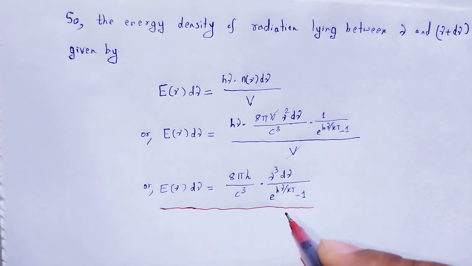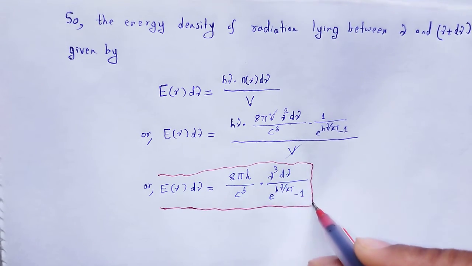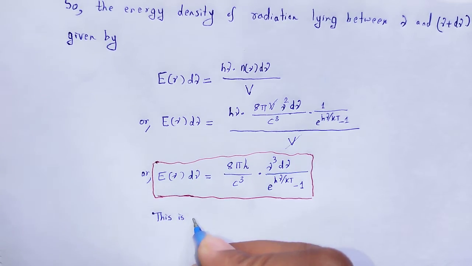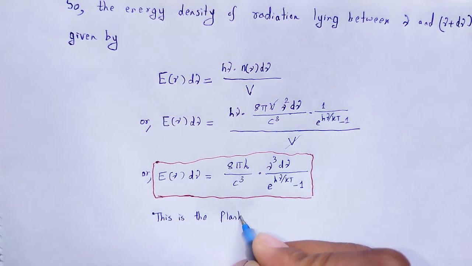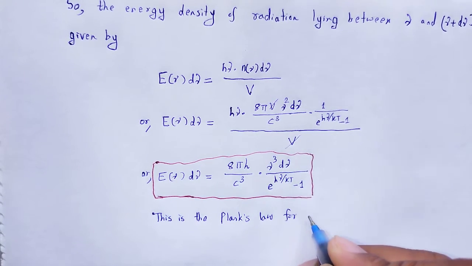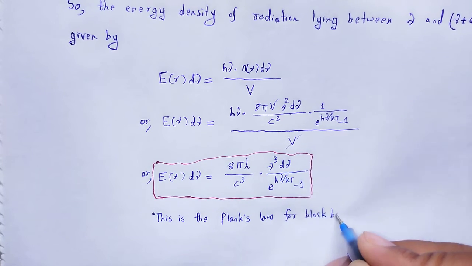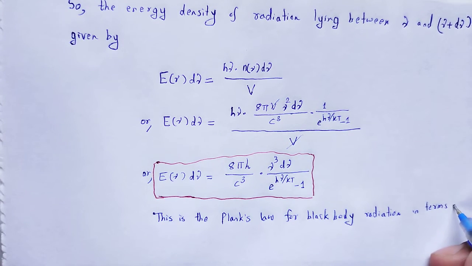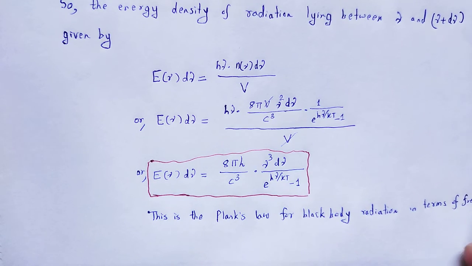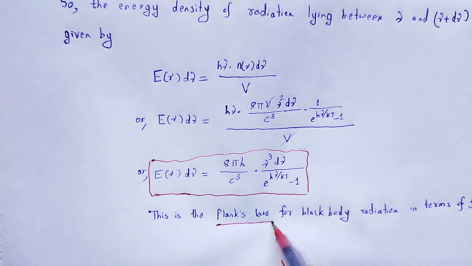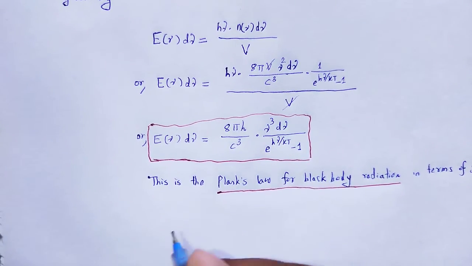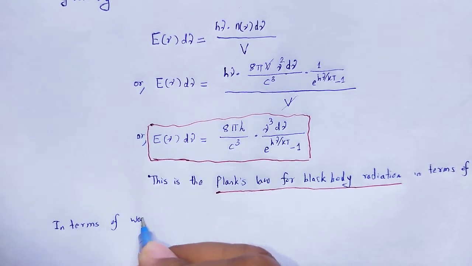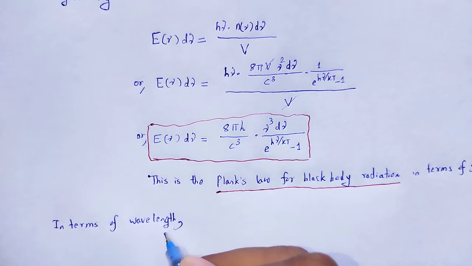This is Planck's law for black body radiation, in terms of frequency. Now Planck's law in terms of wavelength.